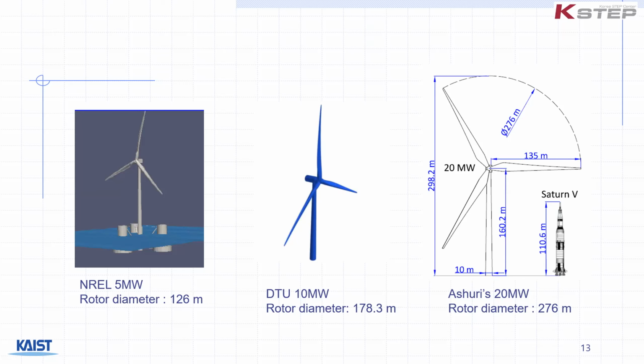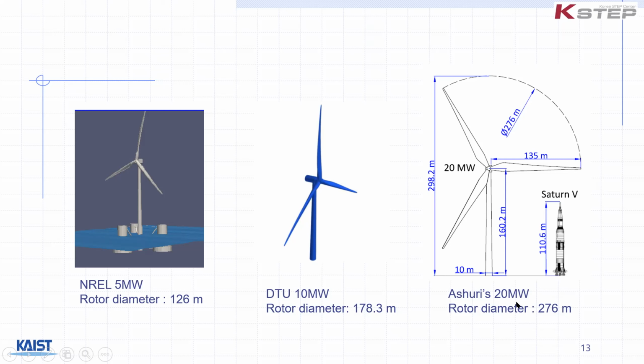There are more detailed ones, something like NREL. NREL is a United States research laboratory called the National Renewable Energy Laboratory. And they have a very famous 5 megawatt design, testing and experiment. And DTU is the Technical University of Denmark. They developed a 10 megawatt design and also testing too.